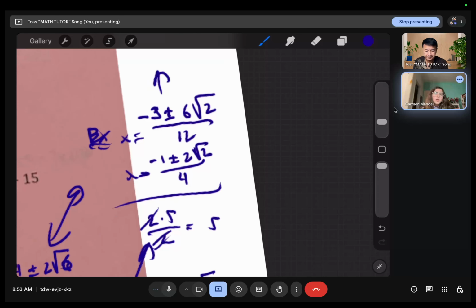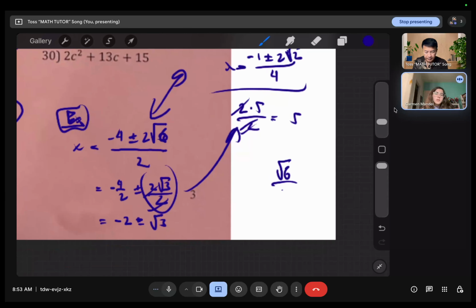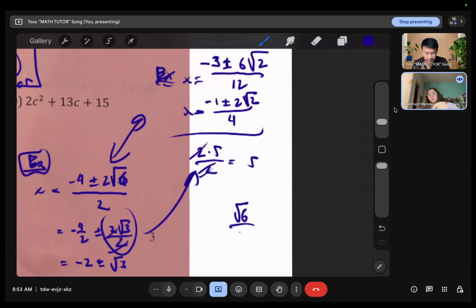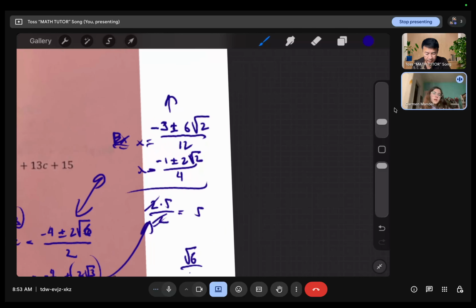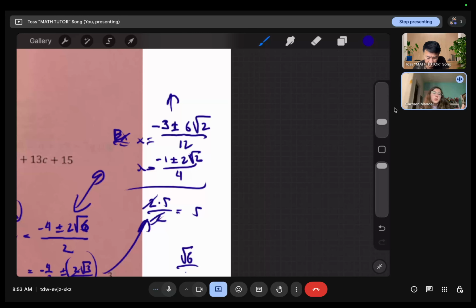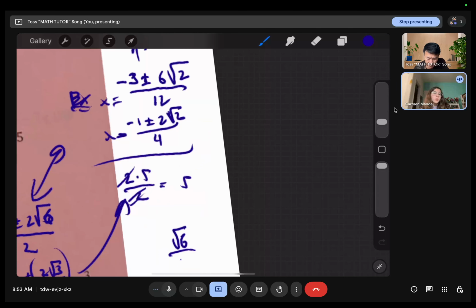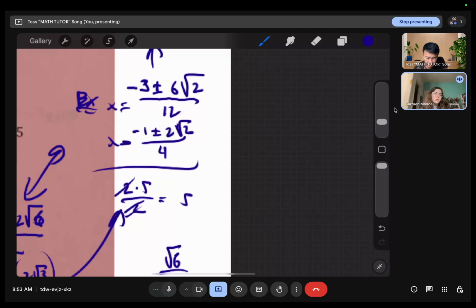Also, if that 2 was instead a 6, you still had to divide out the 3, would you still leave it as a 6 in the radical? You mean like in here, like a 6, like this? Yes. Yeah, you still leave the root 6 as is. Yep. Okay. Yeah, for sure.